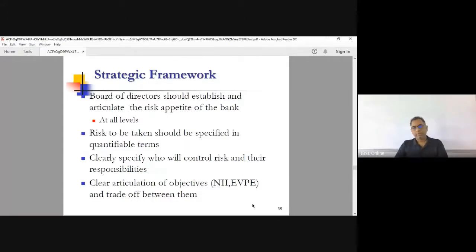Strategic framework. What is strategic framework? What it says is, what is the overall strategy of the bank? Why is that important? Why is the overall strategy of the bank important to ALM? Why is the strategic framework given by the board of directors of the company important to the ALM judgment that people make?